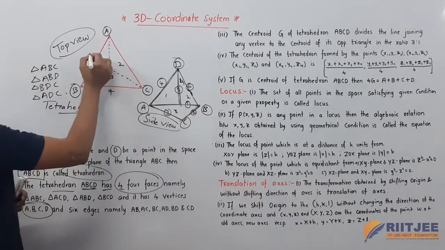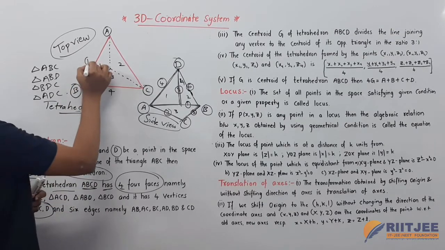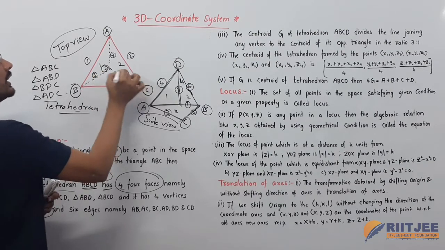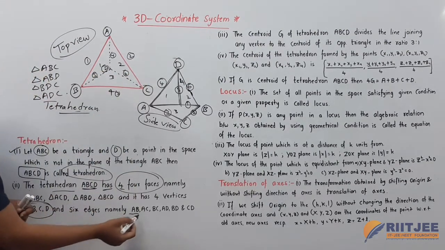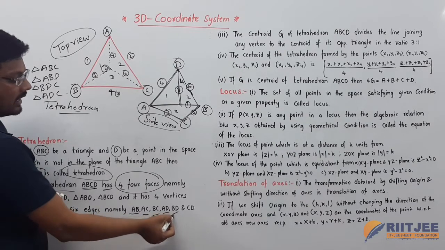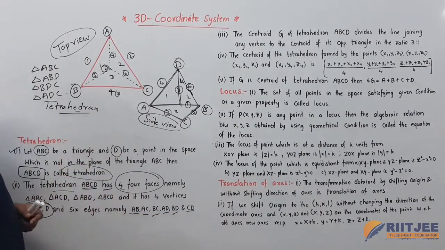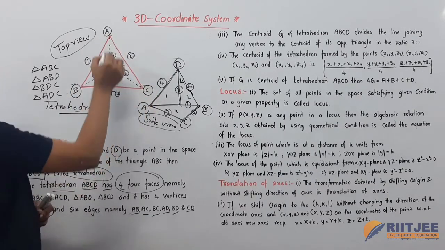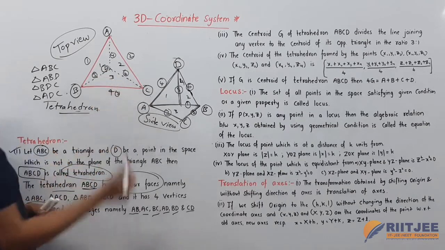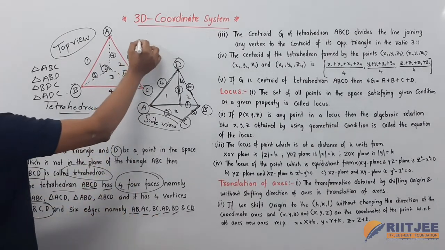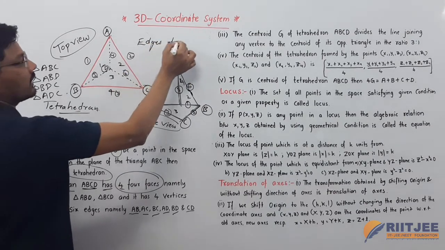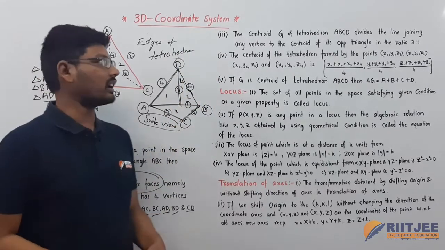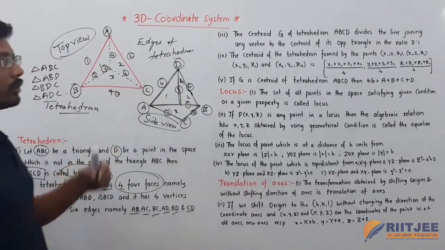If you look into this top view diagram: first, second, third, fourth, fifth, sixth. It has 6 edges. They are AB, AC, BC, AD, BD and CD. These are the 6 edges of the tetrahedron. So this is all about the tetrahedron, and in this tetrahedron we have some more points.